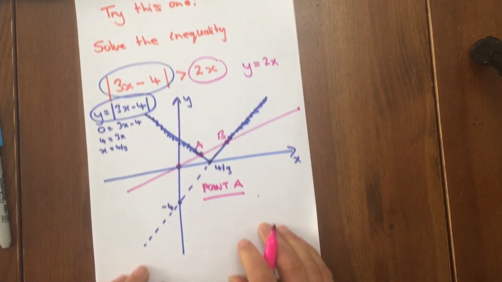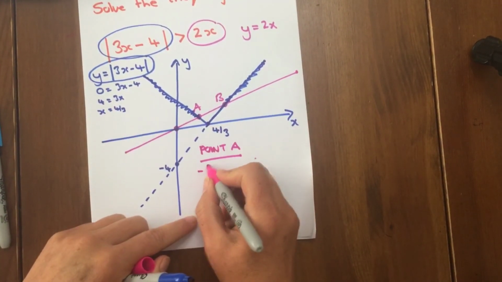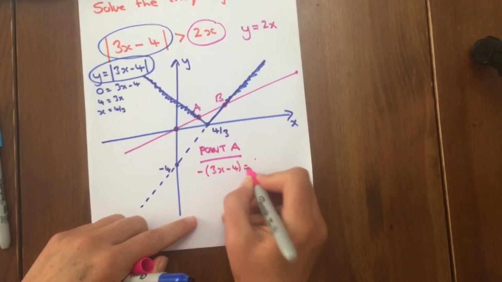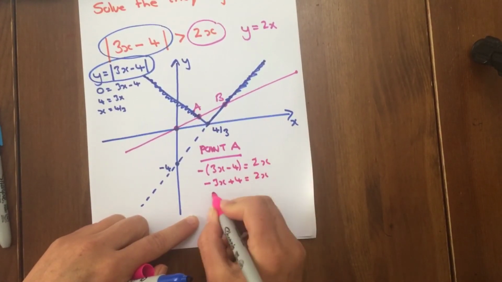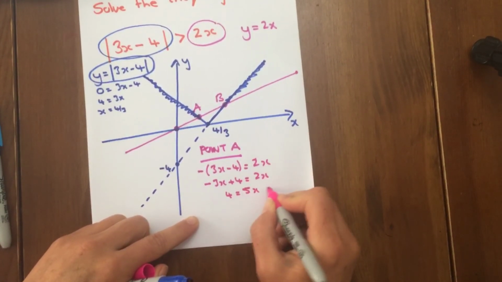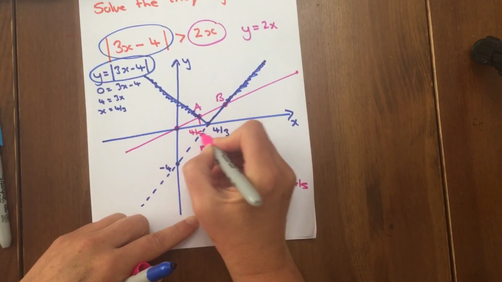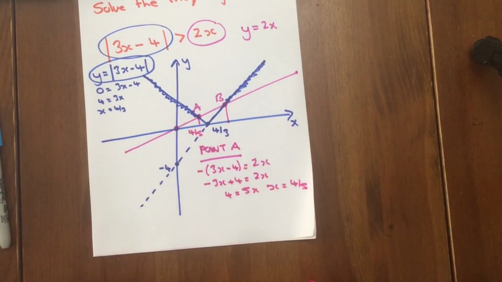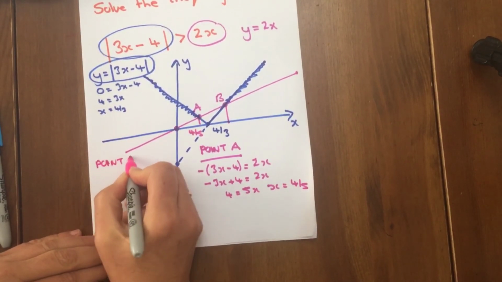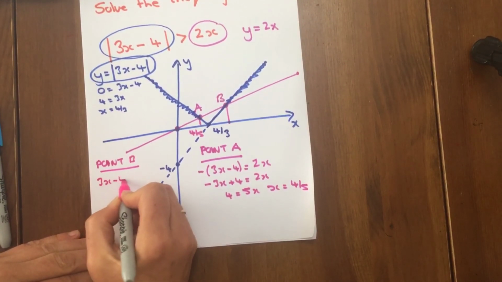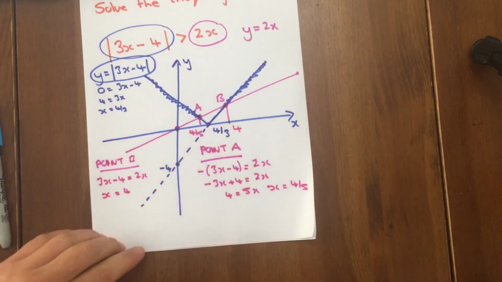So point A will be, well, this is the negative part of the modulus, will equal 2x. So let's work that out. So 4 equals 5x, so x is 4/5. Yeah, that makes sense. 4/5 here. And this answer should be more than 4/3. Let's just check. So point B, my positive part of the modulus will equal 2x. So 1x equals 4. Yeah, that makes sense.